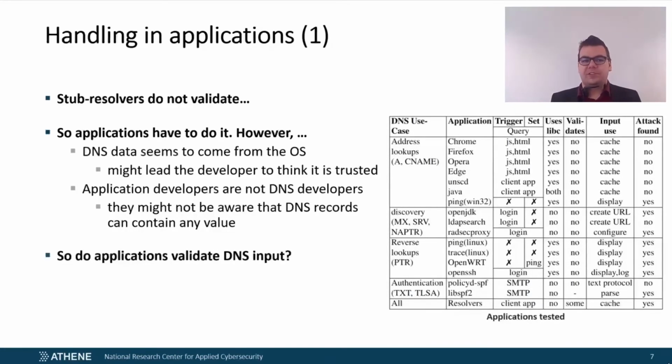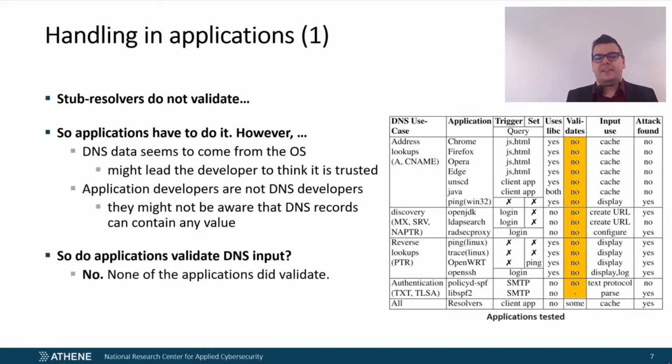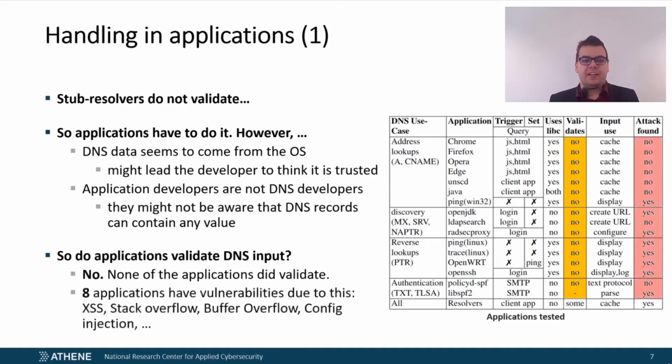So basically, we wanted to find out if applications validate DNS input, and if they do not, are they vulnerable to injection attacks? And to see this, we tested 16 different applications from different contexts and different DNS use cases. For example, address lookups, peer discovery lookups, blocklist lookups, and authentication lookups. Our findings were that none of the applications we tested validated the DNS data or handled it specially. And we also found that 8 applications had vulnerabilities due to this. For example, cross-site scripting attacks, stack overflows, or buffer overflows.